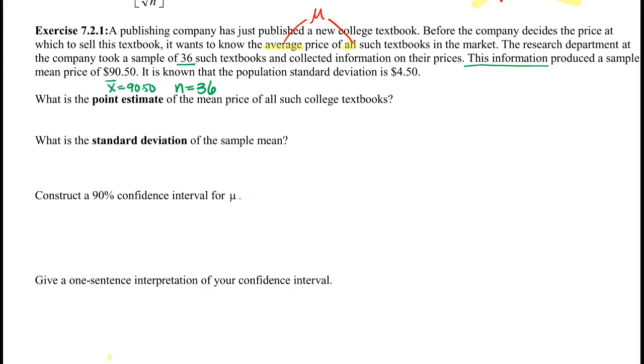And then our last piece here, and this is the most important, it is known that the population standard deviation is $4.50. So two good keywords here to tell us this is real deal. Population standard deviation, the word known, and also that population standard deviation made it real obvious.